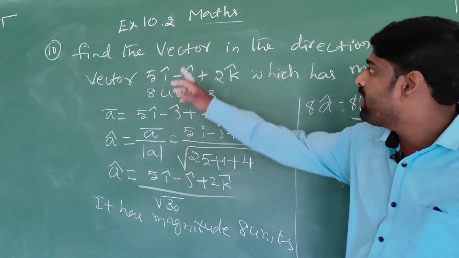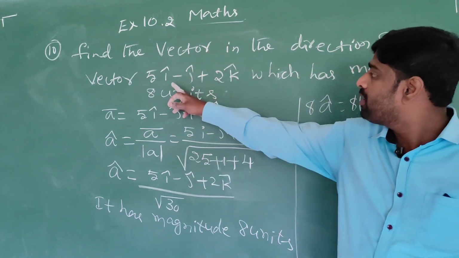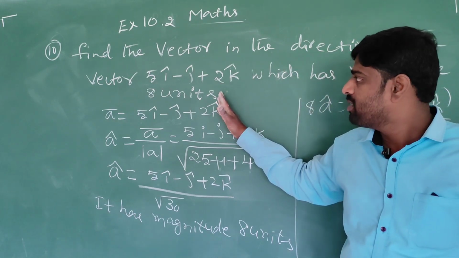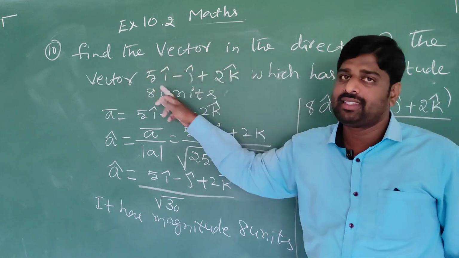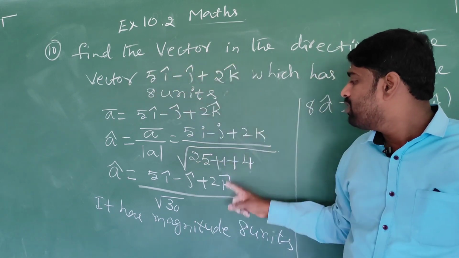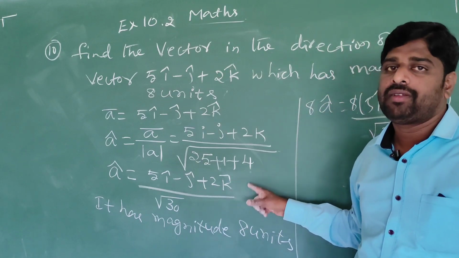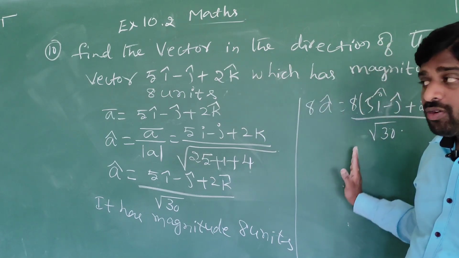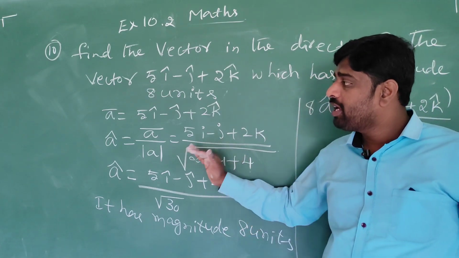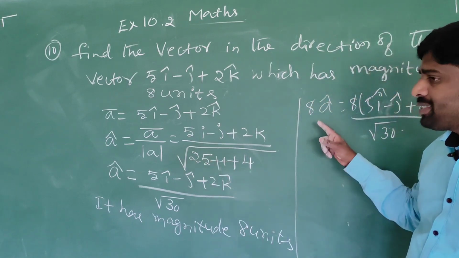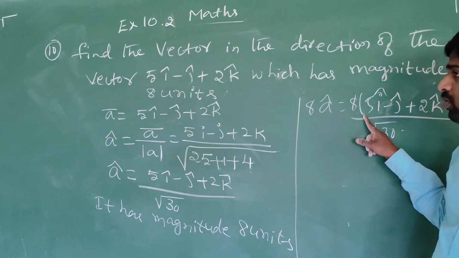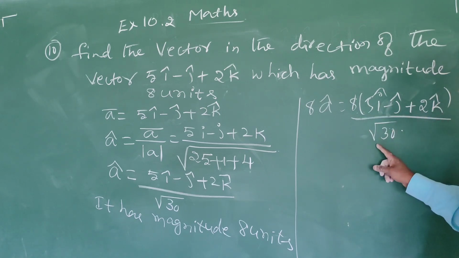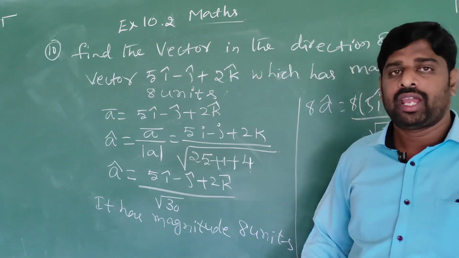Now, find the vector in the direction of the vector. So the vector is this one and it has magnitude 8 units. First I have to find the unit vector for this vector, that is 5i cap minus j cap plus 2k cap divided by root 30. Since this vector has magnitude 8 units, we have to equate 8 units on both sides. That is 8 a cap is equal to 8 of 5i cap minus j cap plus 2k cap divided by root 30. I will continue next session.